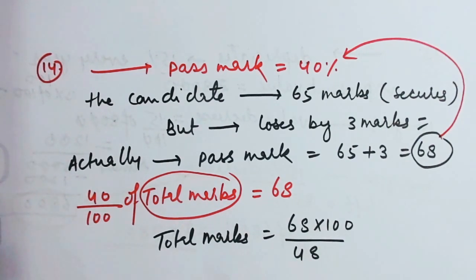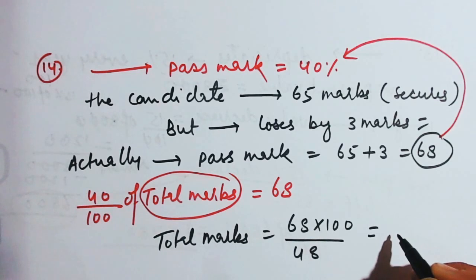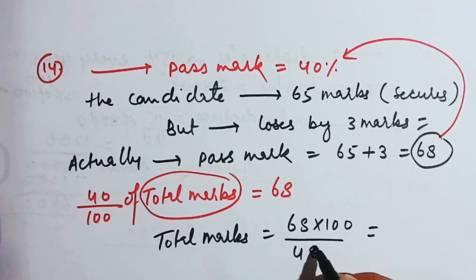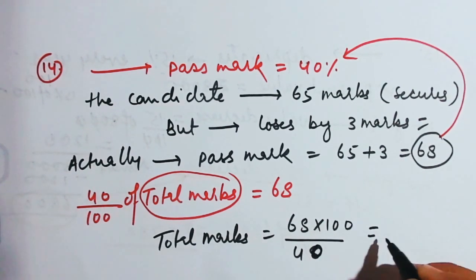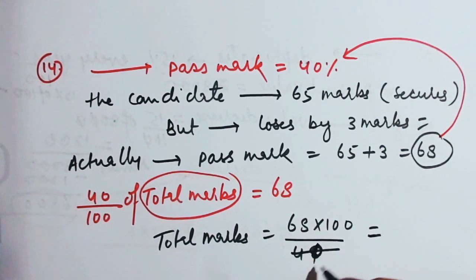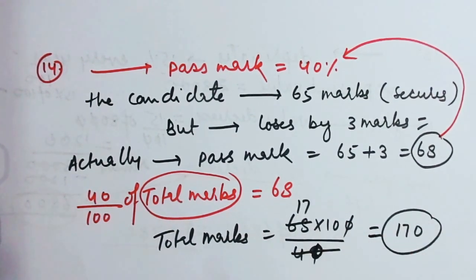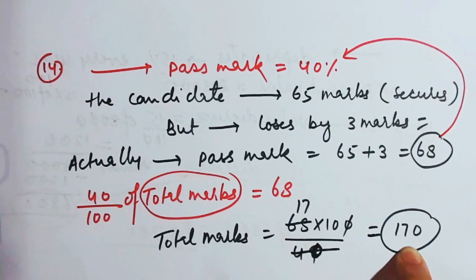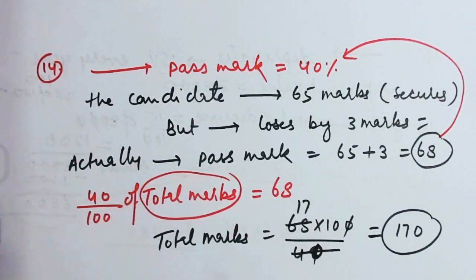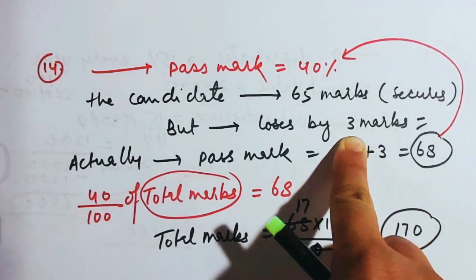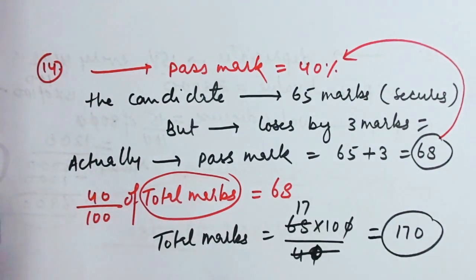Okay? So when you solve it, what are you going to get? Let's cancel, and we'll get 170 as your total marks. So out of 170 marks, this poor child scored only 65 marks and he failed by 3 marks. Okay, a similar type of sum is the next part also.